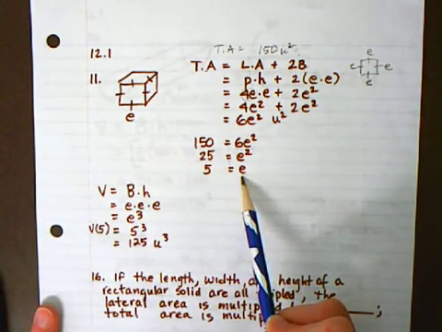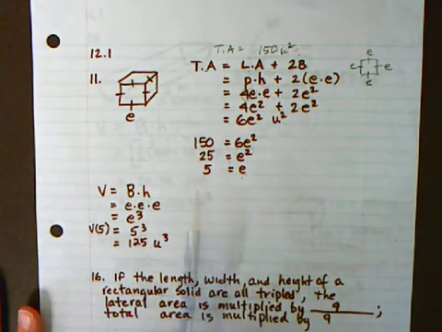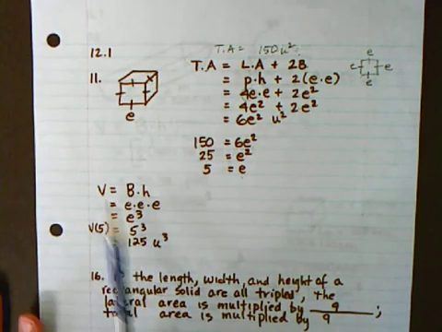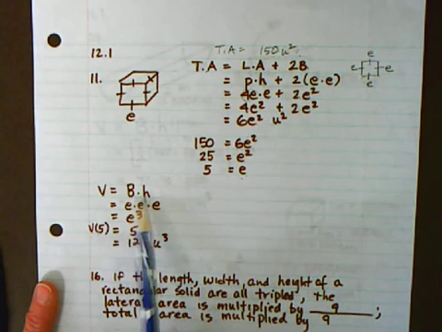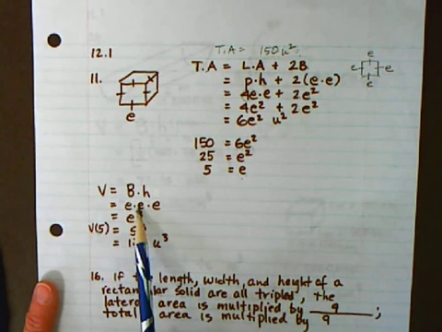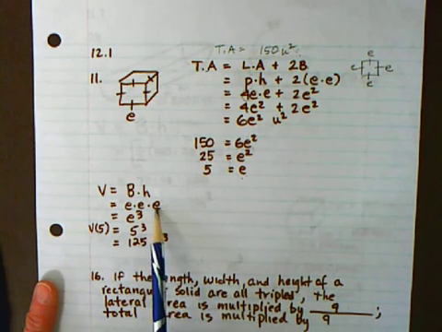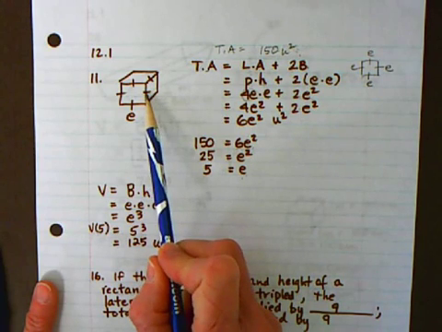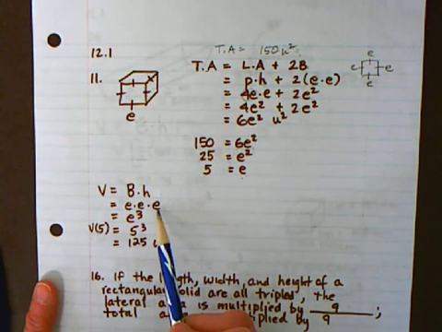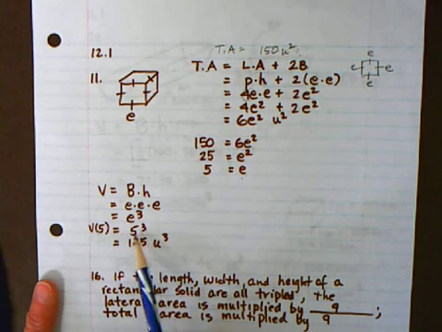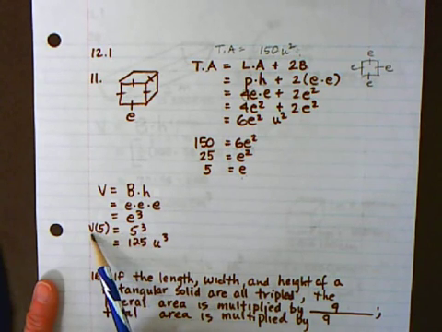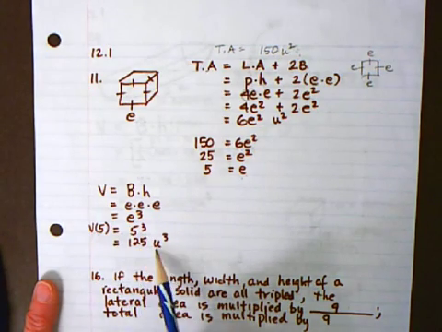Knowing that, I can use the 5 for e in the formula for volume. Okay, so here we go. The volume is the area of the base times the height. That's e times e, that's the area of the base, e squared, times the height of the cube, the prism there, which is e. So that's e cubed, and substituting a 5 for e, I get that 5 cubed is equal to the volume, and that's 125 units cubed. So that is number 11.